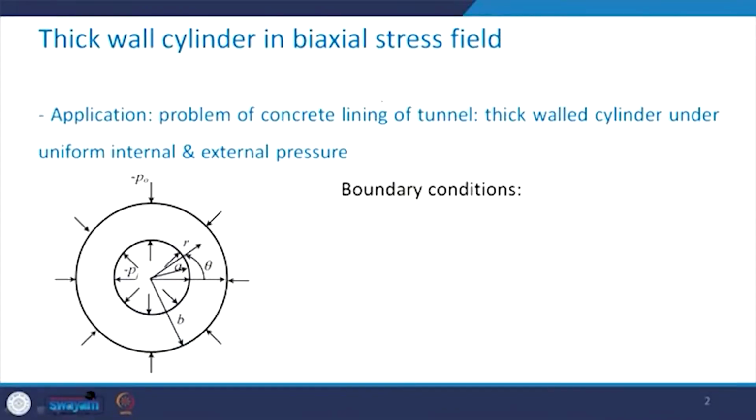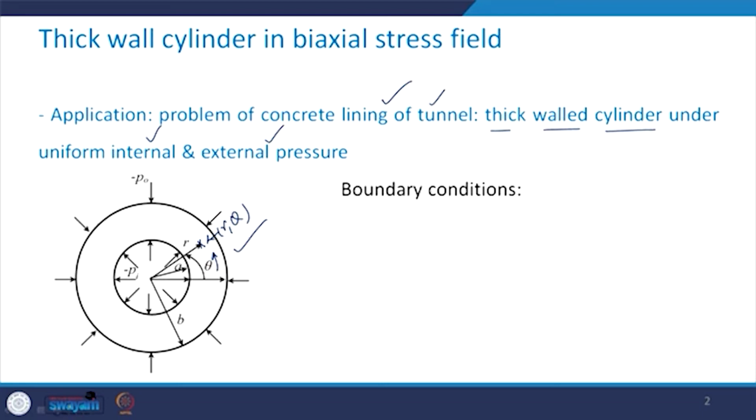So, as I mentioned, the application is in the problem of concrete lining of the tunnel, and to do this we consider a thick walled cylinder under uniform internal as well as external pressure. You can take a look at this figure where any point in the space can be represented by the coordinate r comma theta, as we have been discussing for the few earlier classes. Again here theta is measured from the horizontal direction in the anti-clockwise direction.